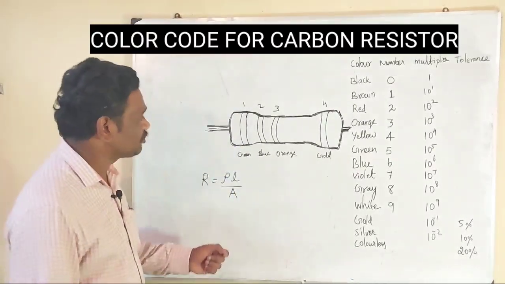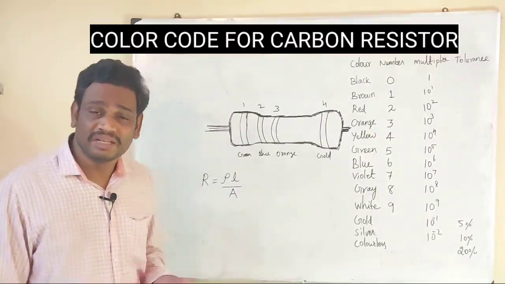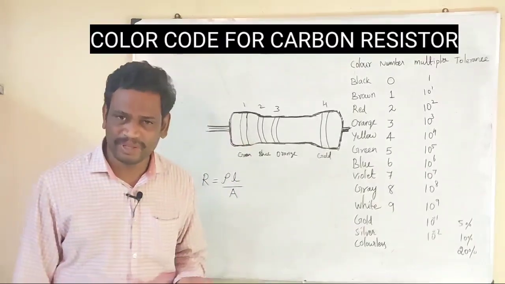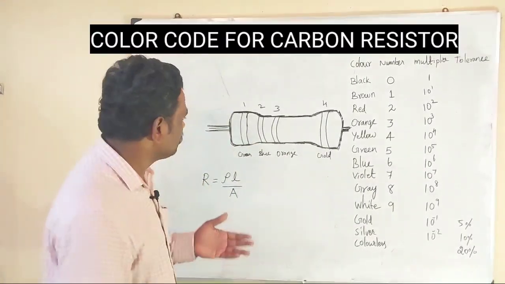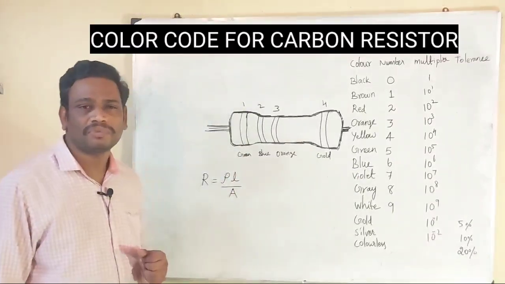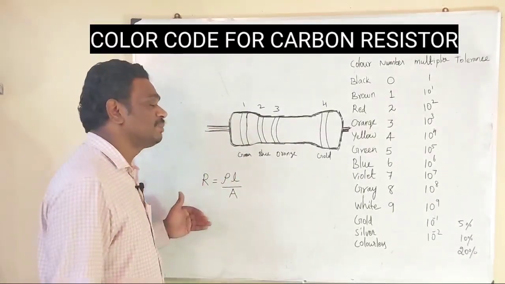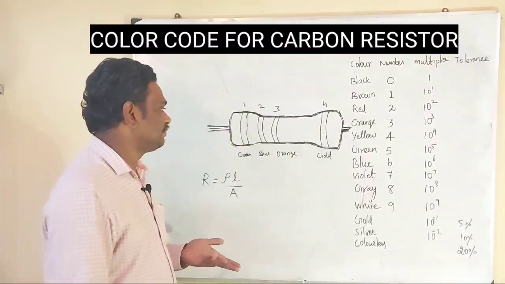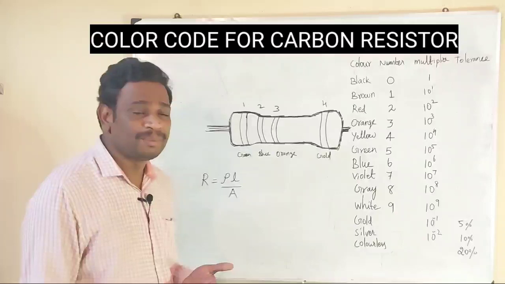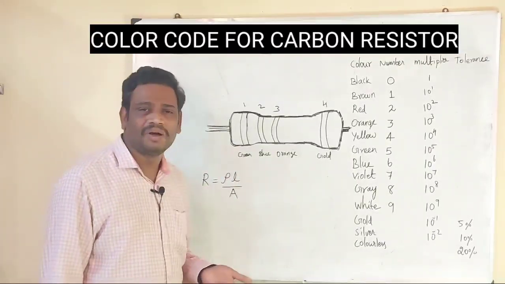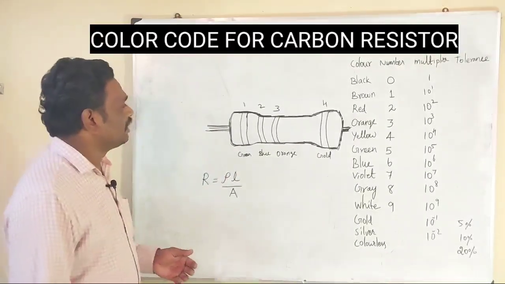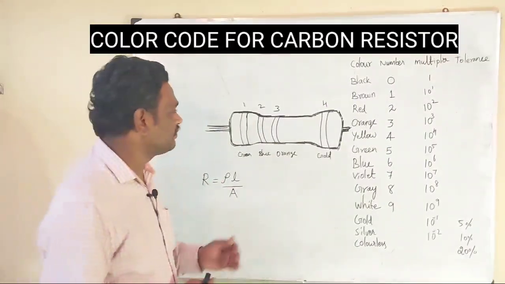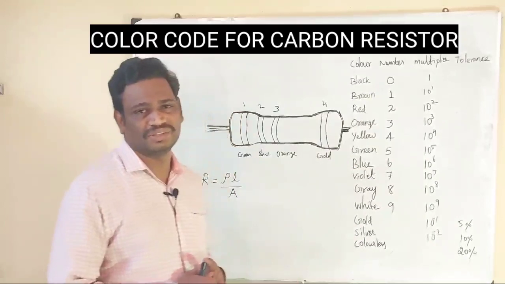It is very cheap, smaller in size, and easily replaceable. The cost of one carbon resistor is maybe 1 or 2 rupees. So it's very cheap. Compared to a coil type of resistor, using a carbon resistor is very easy. If any resistor gets damaged, we can easily replace it. Now let's see how to identify the resistance of the carbon resistor.